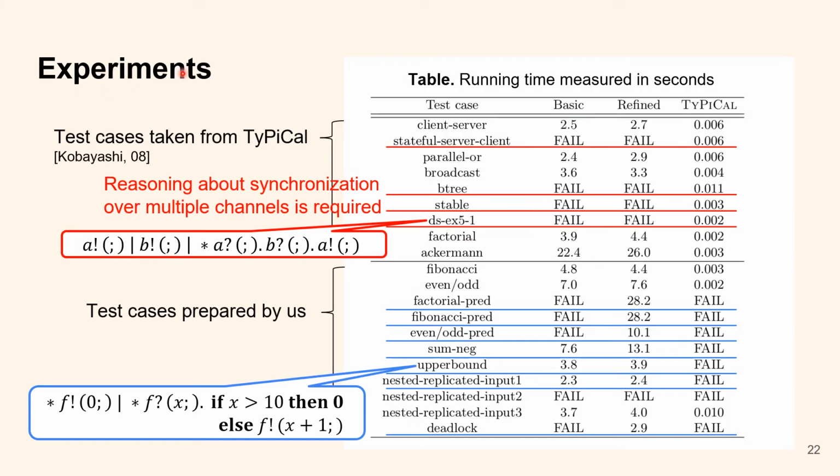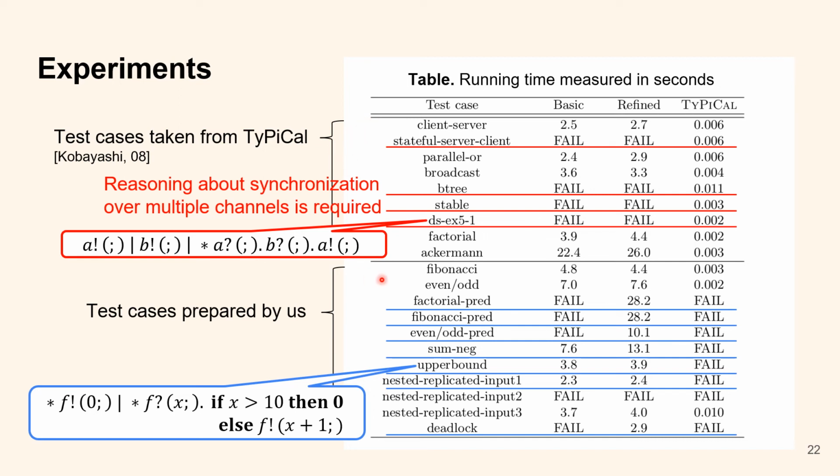Results of experiments are shown in this table. The test cases consist of two categories. One is taken from Typical, and the other is prepared by us. We have run our tool and Typical on these test cases.